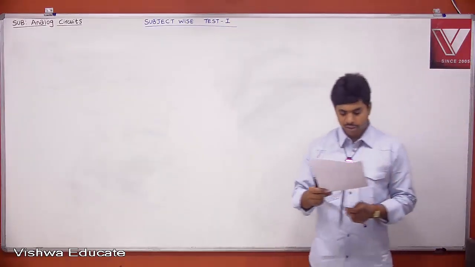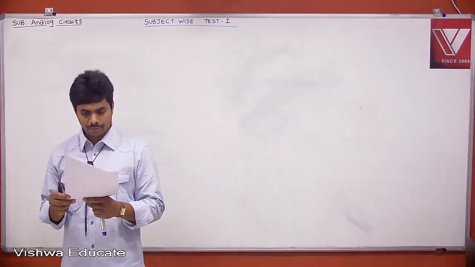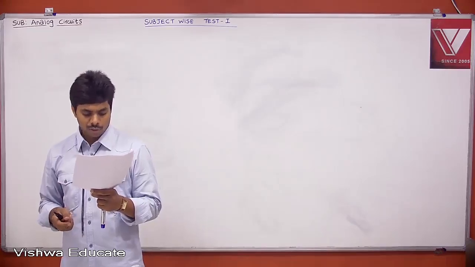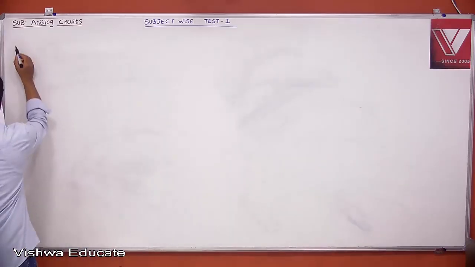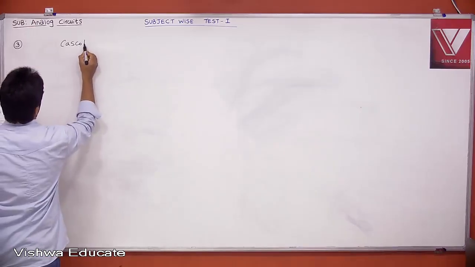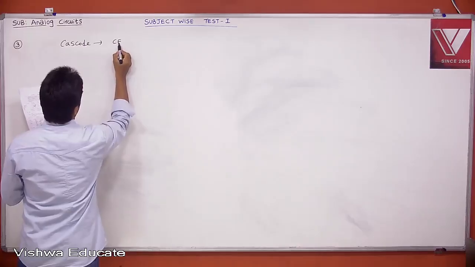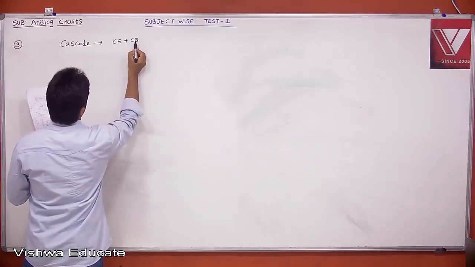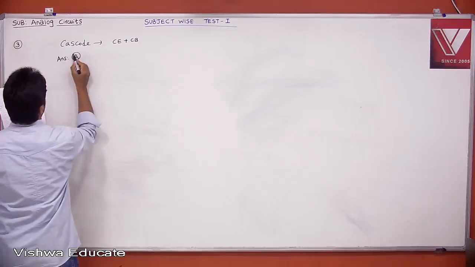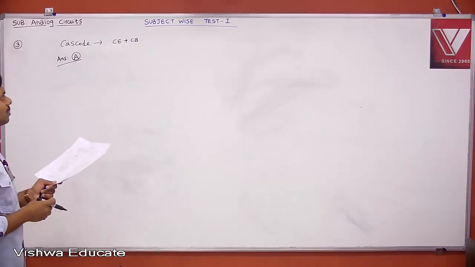A cascade amplifier stage is equivalent to a common emitter stage followed by a common base stage. That is the answer. Common base stage followed by common emitter amplifier? No. Your cascade amplifier or cascade structure is nothing but a common emitter amplifier followed by a common base. This is the answer. Therefore, the answer is A. We have seen this, right? The name of cascade is nothing but common emitter plus common base.